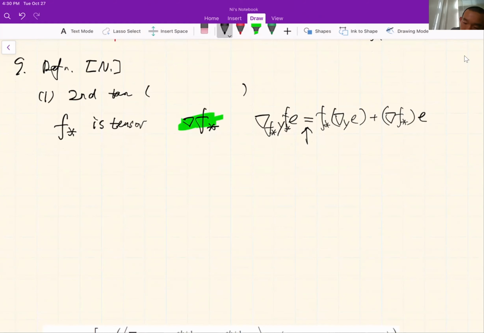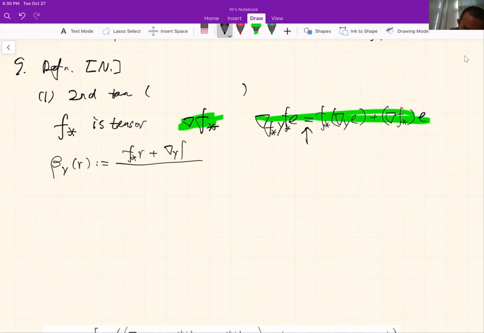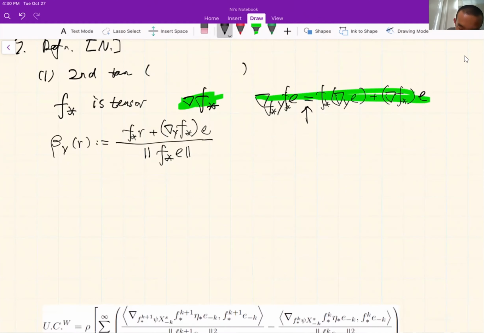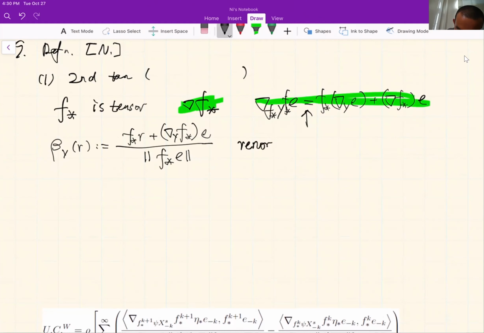Looking at the form of this equation, we define a renormalized second order tangent equation, beta y of r. This is defined as: you first push forward r, and then you add the derivative of this matrix applied on E, and then you further divide by the volume of the push forward of the unit hypercube. And this beta will be referred to as the renormalized second order tangent equation.